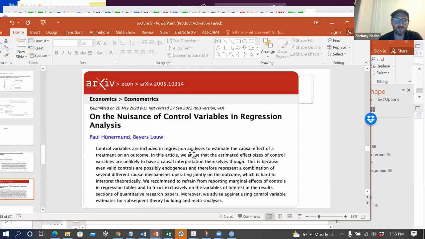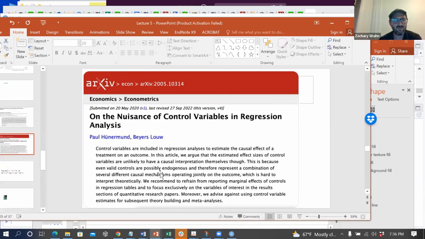Control variables are included in regression analyses to estimate the causal effect of a treatment on an outcome. In this article, we argue that the estimated effect sizes of control variables are unlikely to have a causal interpretation themselves. This is because even valid controls, so now some econ jargon, are possibly endogenous. That means there are common causes of them and the outcome, and therefore they represent a combination of several different causal mechanisms operating jointly on the outcome, which is hard to interpret theoretically. And so again, they say basically just don't include those effect coefficient estimates in papers.